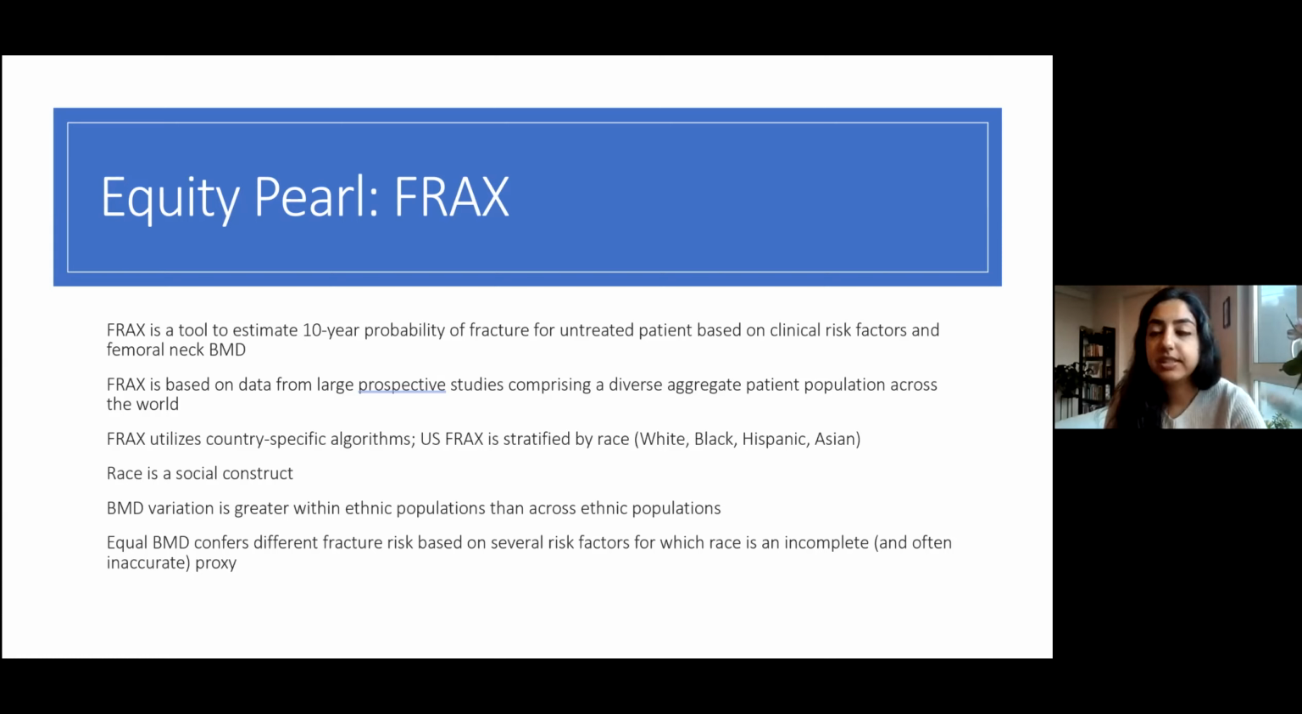Other countries that use race-based categories are China and Singapore, but Europe doesn't use race-based categories. Canada does not, and Canada has similar racial diversity as the US, and somehow they're able to clinically use this effectively. So, the equivalent bone mineral density confers different fracture risk, and race is not a good surrogate for those factors that confer risk. So it's often just a proxy for BMI, which is not an effective clinical tool, and we should just use BMI.